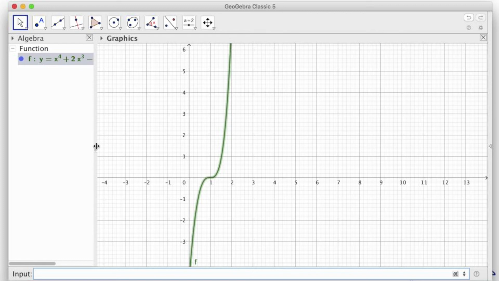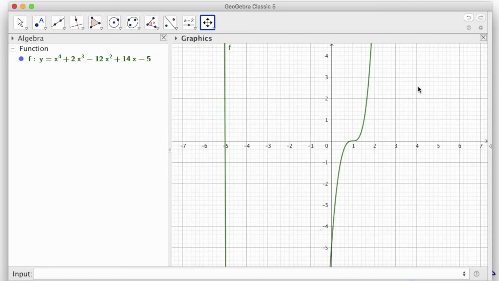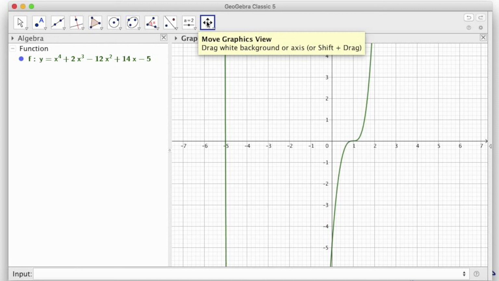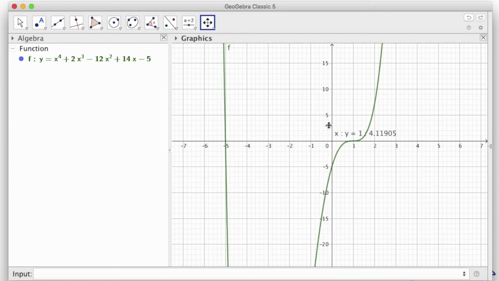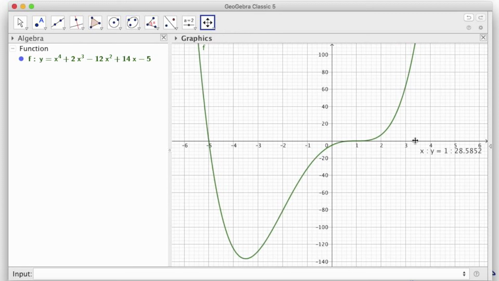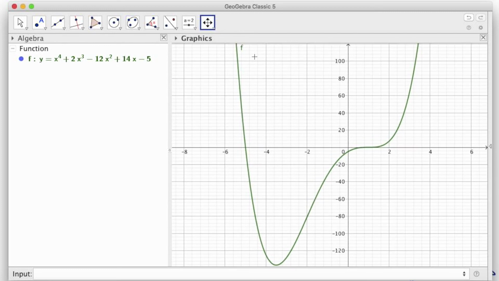And let's double check that we typed this in correctly and take a look at the polynomial. Oh, look at this. So if you want to see the whole thing, click on the Move Graphics view. And then notice that this cursor changes icon when I'm on the y-axis, and I can drag and squish this whole thing down. Look at that. That's beautiful. I can do the same thing on the x-axis. So I think this is a really nice view here, and this tells me that this is my function f, which is x to the 4th plus 2x cubed minus 12x squared plus 14x minus 5.